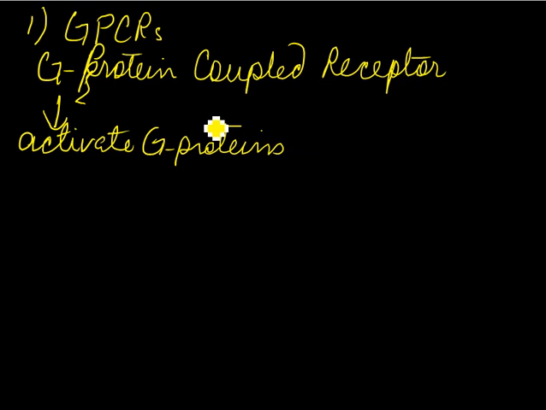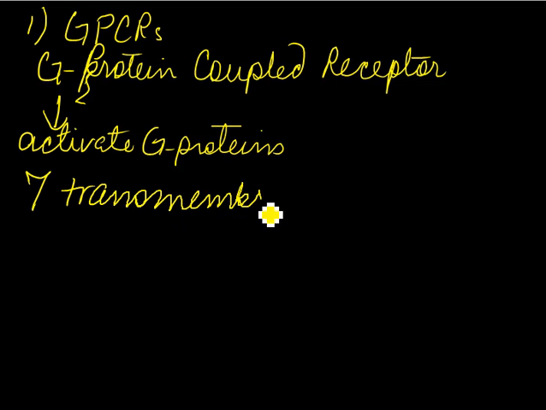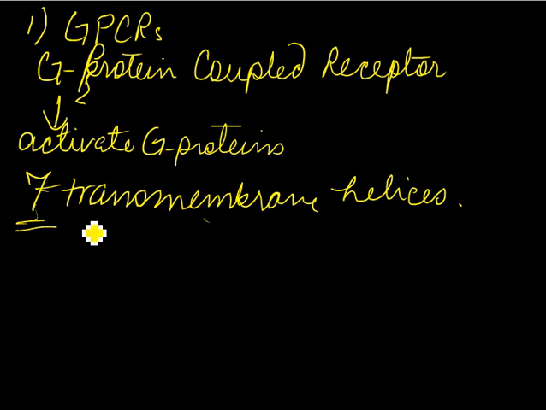They are probably, I think, from what I remember, the largest family of receptors, and they contain 7 transmembrane helices. And if you have your CARP textbook, there's a really cool picture of it, illustrating the 7 helices. So you might want to take a look at that.